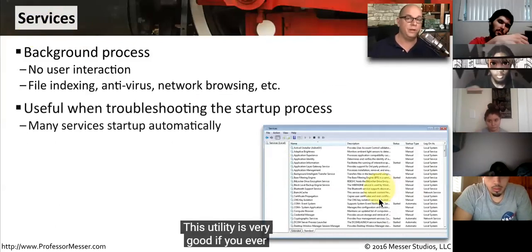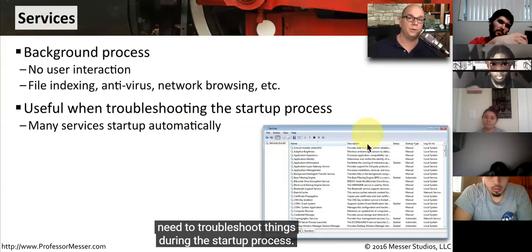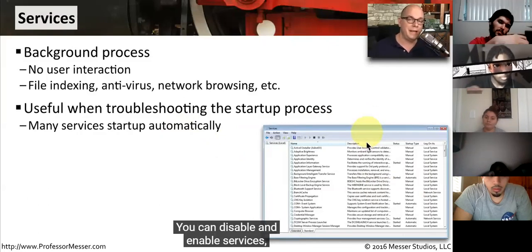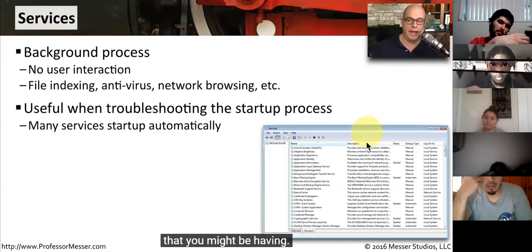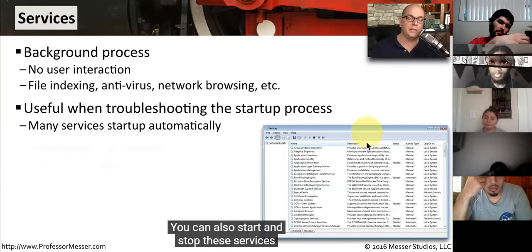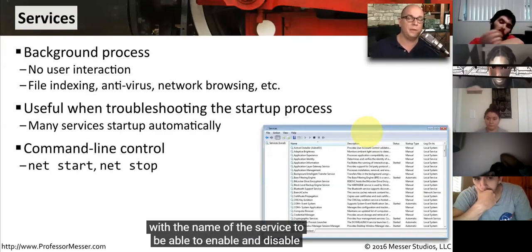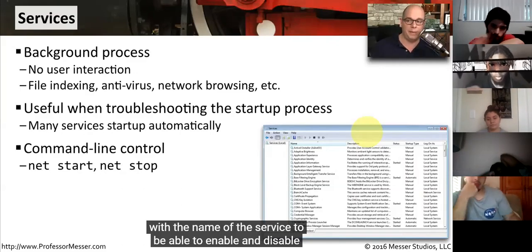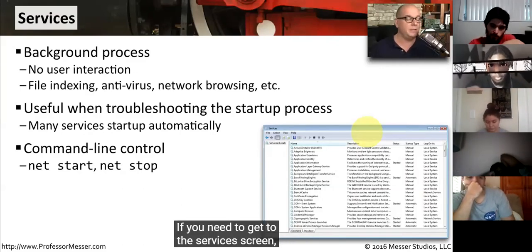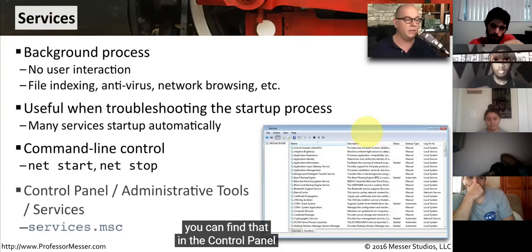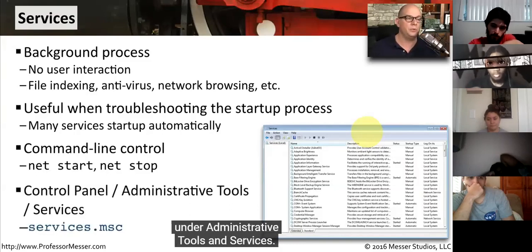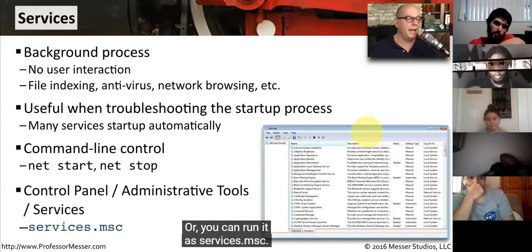This utility is very good if you ever need to troubleshoot things during the startup process. You can disable and enable services and see if that solves some of the problems that you might be having. You can also start and stop these services from the command line. Use the net start command and the net stop command with the name of the service to be able to enable and disable that particular service. If you need to get to the services screen, you can find that in the control panel under Administrative Tools and Services, or you can run it as services.msc.